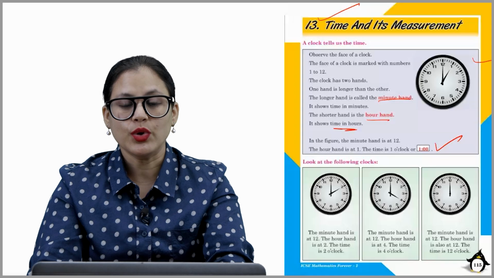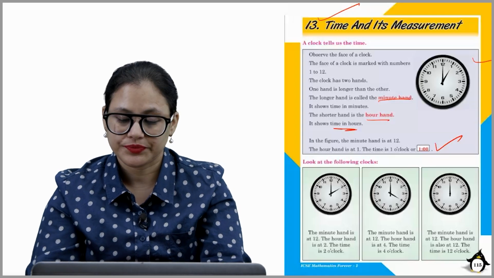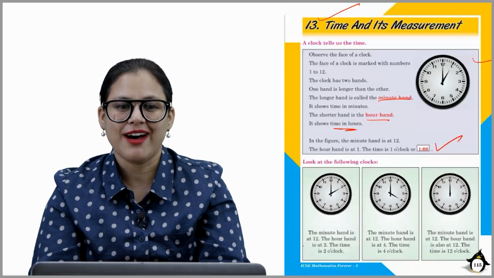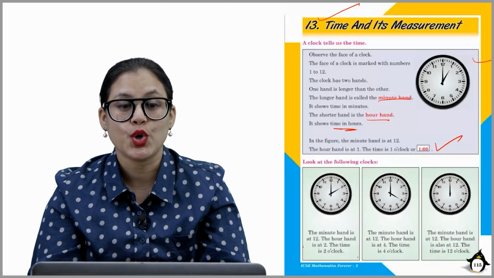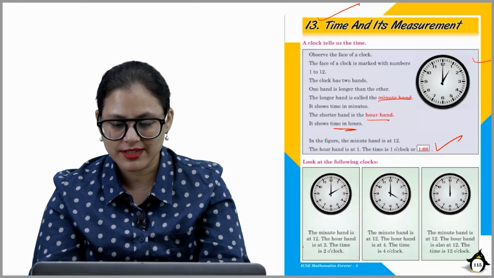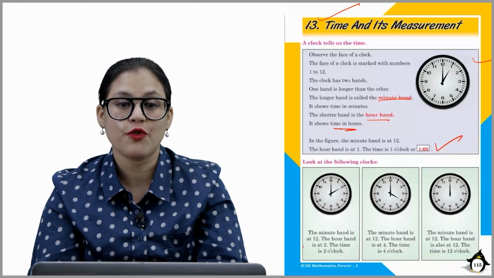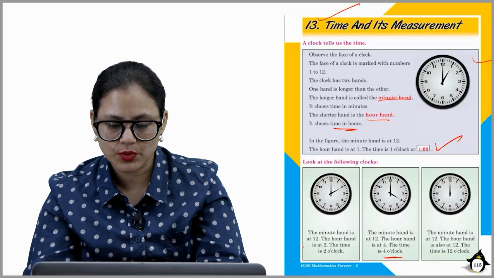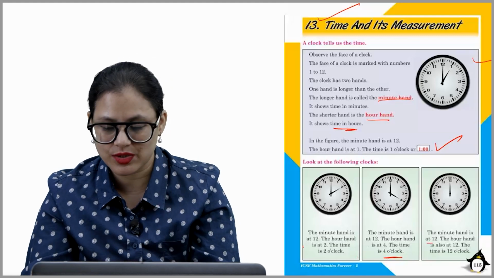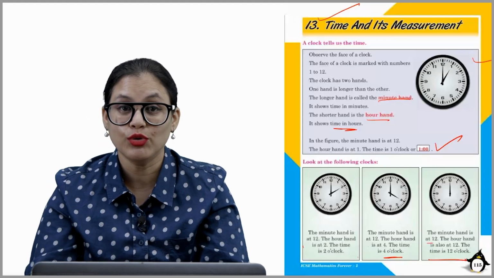Now look at the following clocks. The minute hand is at 12, the hour hand is at 2, so the time is 2 o'clock. Here the minute hand is at 12, the hour hand is at 4, the time is 4 o'clock. The minute hand is at 12 and the hour hand is also at 12, so the time is 12 o'clock.